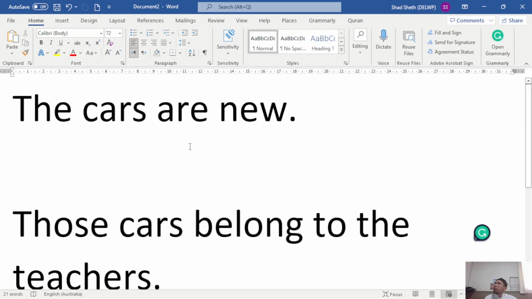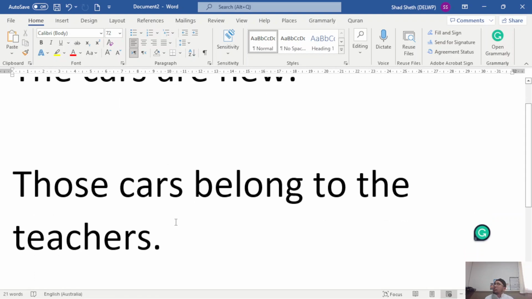Now, we talked about this one just now: those cars belong to the teachers. What are the two fragments in this sentence? Just to do the same exercise that we did in Book 1. Those cars is one, because that is a mushar ilayh. And then belong to the teachers is the second, a harf jar, because belong is li, which is one of the huruf jar. So do those cars first, and then belong to the teachers. Belong to the teachers should be easy because it's the same rule. But those cars, how do you do those cars?